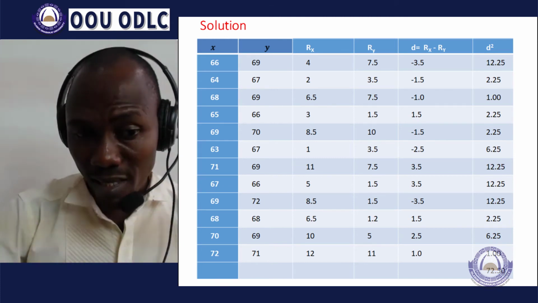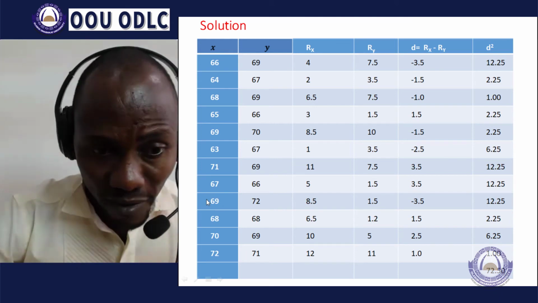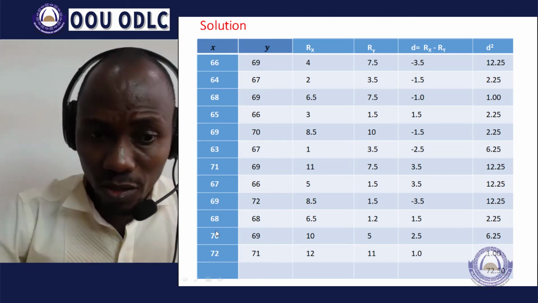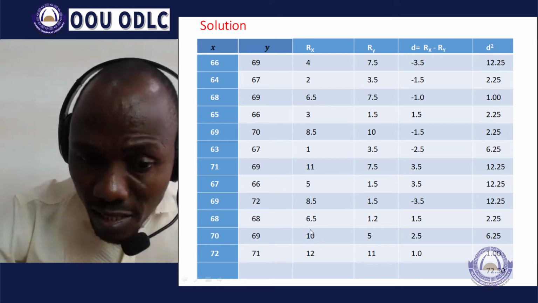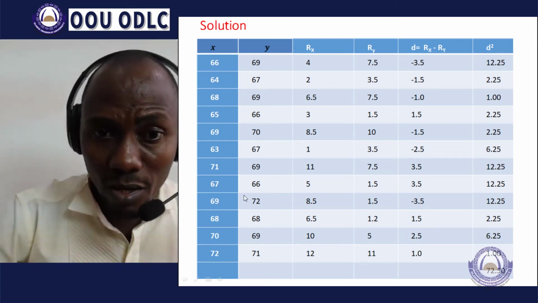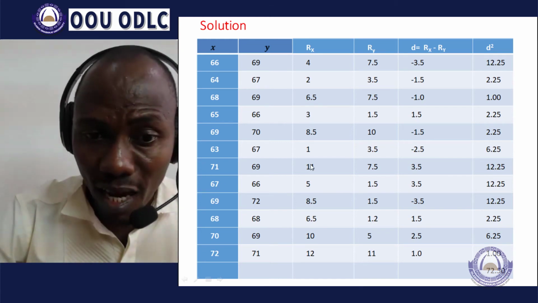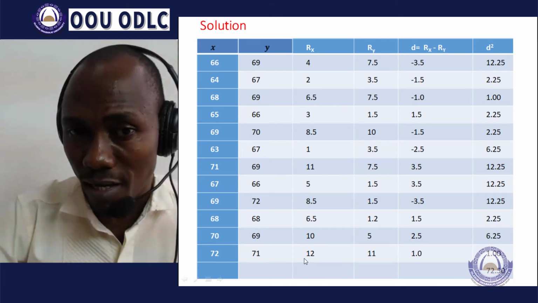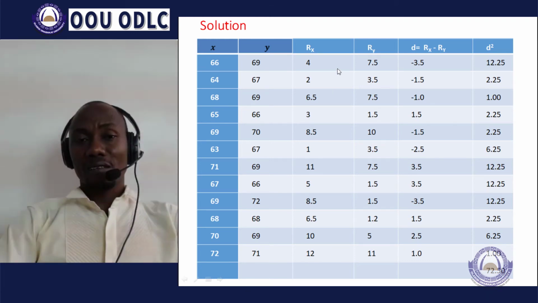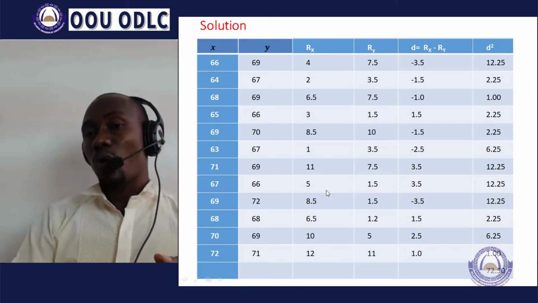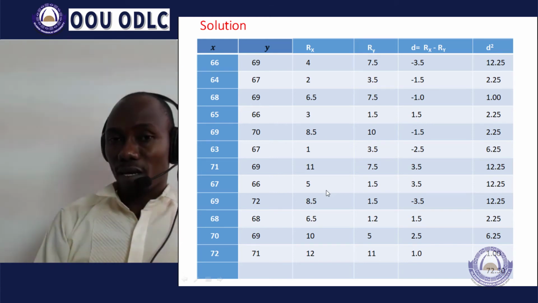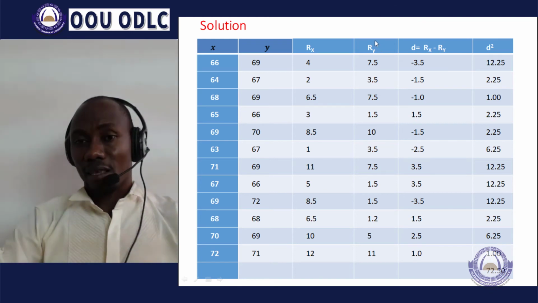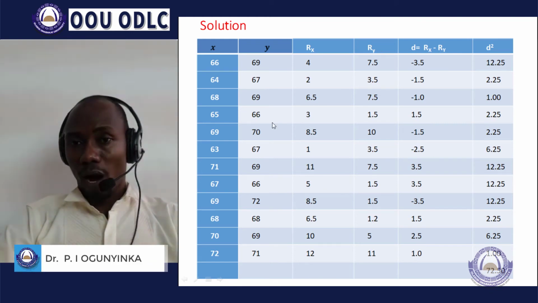Then we move to the 10th value. The next value after 69 is 70, so 70 takes the 10th rank. Next, we have 71 taking the 11th rank. Next, we have 72 taking the 12th rank. And this is how the ranking for X goes, where we have ties of rank. Also we have similar ranking for the values of Y.